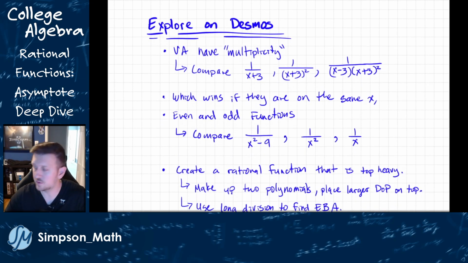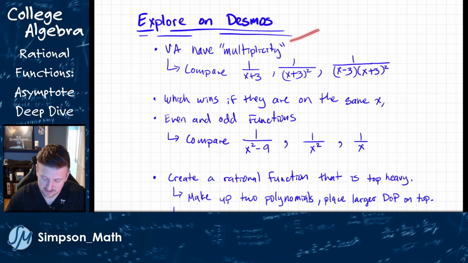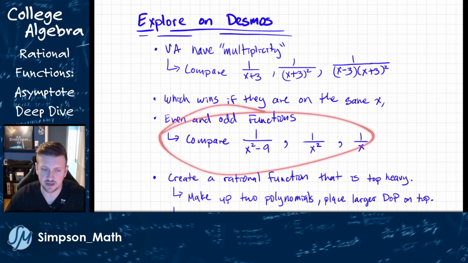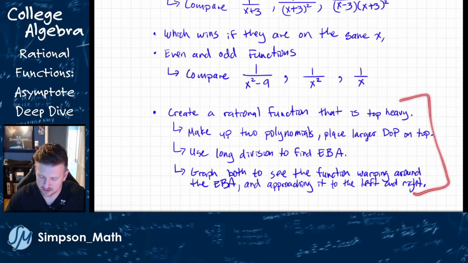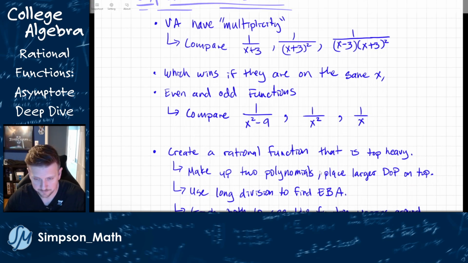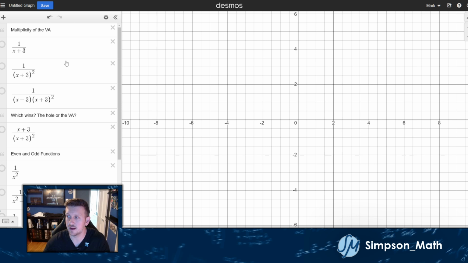All right, lastly, we're going to explore a little bit on Desmos and then wrap it up. We're going to explore the concept of multiplicity for vertical asymptotes, which wins when a vertical asymptote and a hole are on the same x, and then we'll look at even and odd functions. In class, I'm going to have students create their own rational function, but we're not going to do that right now. So let's get that up. I had this already programmed in over here. Let's take a look at a few of these and we'll be done.